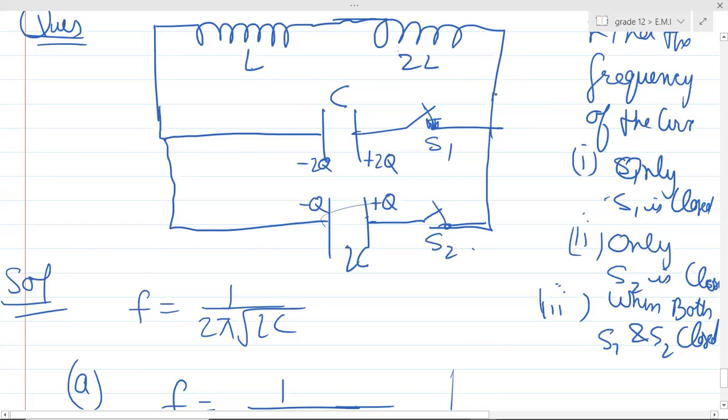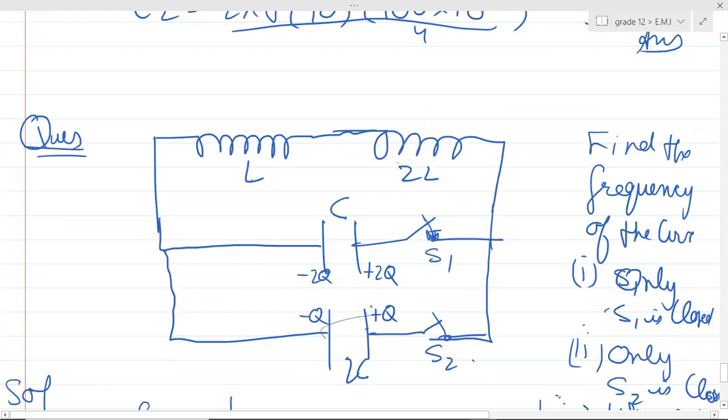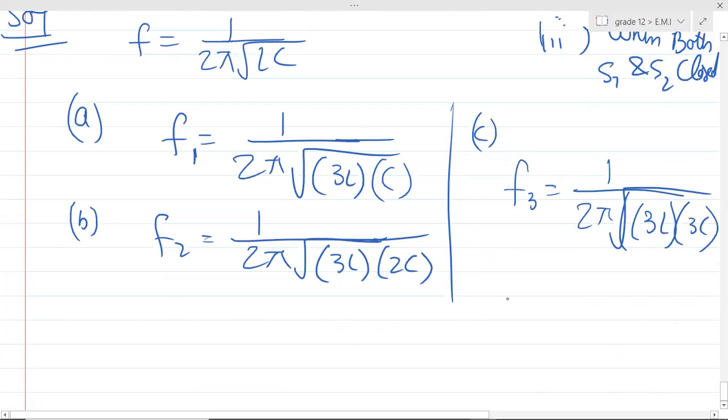I understood your doubt. Sir, S1 is still closed, then how is the whole thing oscillating? And what will happen if both are closed? You need to consider the capacitance of both. Now this C and this 2C are in parallel, and in case of capacitance, this will become added. We'll add it. So F3 will be basically 1 upon 2 pi under root of 3L into 3C. And that's the answer to your question.